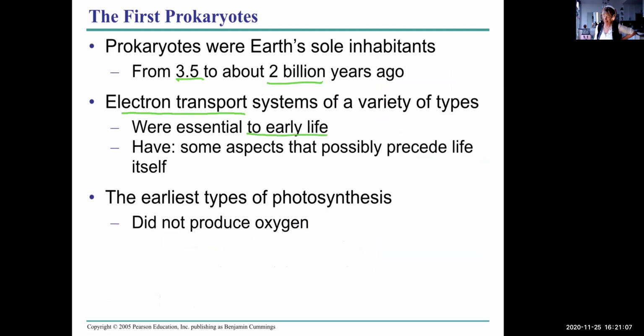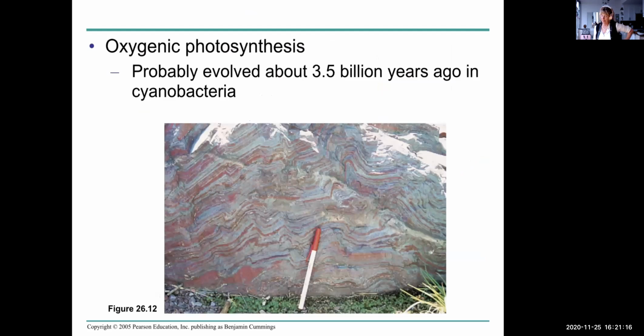Some possibly precede life itself. So the earliest types of photosynthesis didn't produce oxygen. But oxygenic photosynthesis can be documented very closely because you can see it. It probably evolved 3.5 billion years ago.